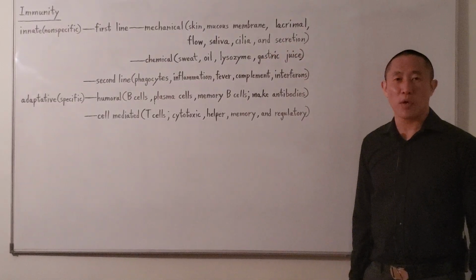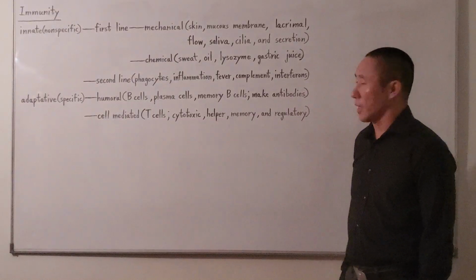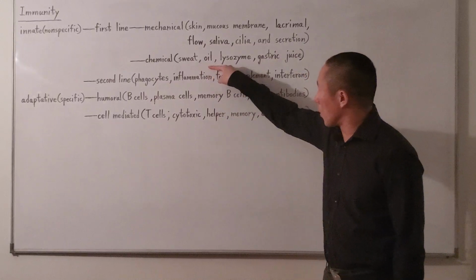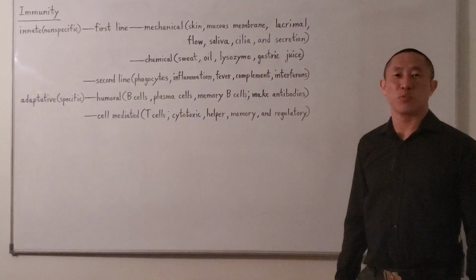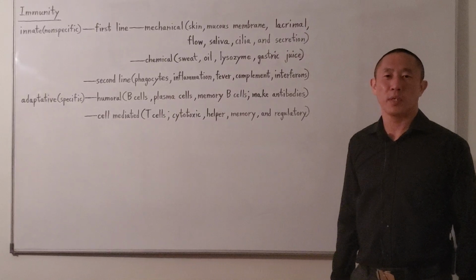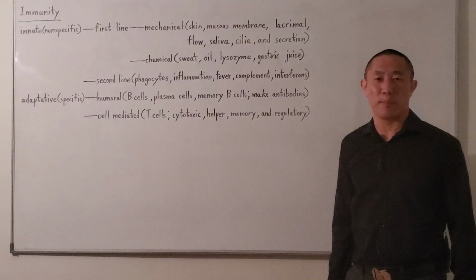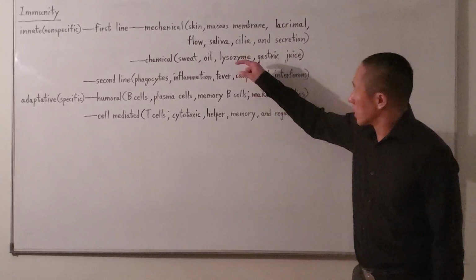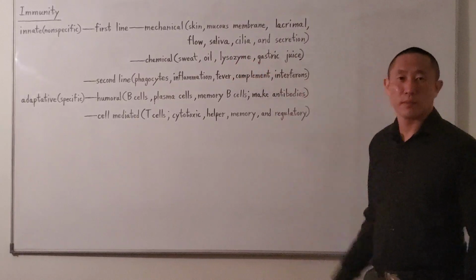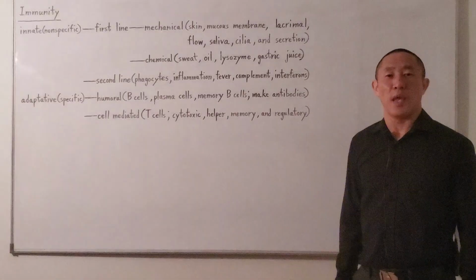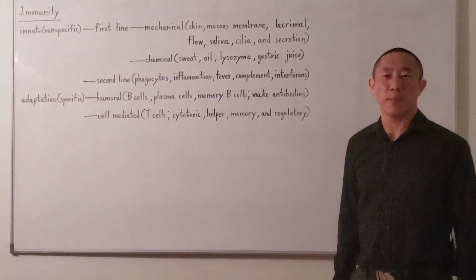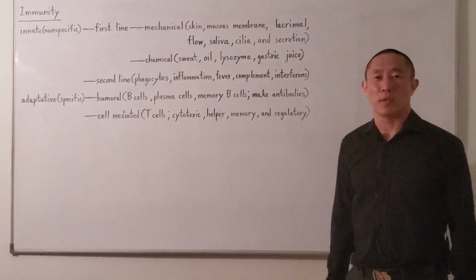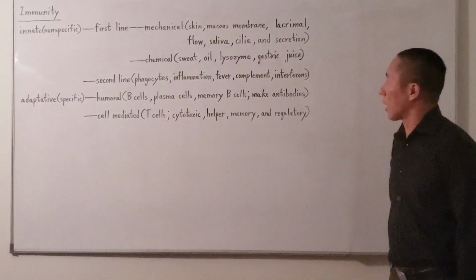Now, for the chemical first line immunity, examples are sweat, oil, because sweat and oil contain chemicals in them that actually have antibacterial and antimicroorganism function. Now, also you have lysozyme. Lysozyme is an enzyme that can be found in many body secretions, and lysozyme can actually break down the bacteria cell wall.